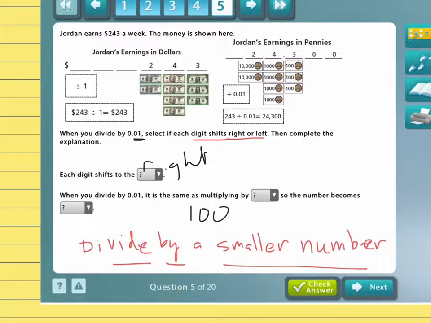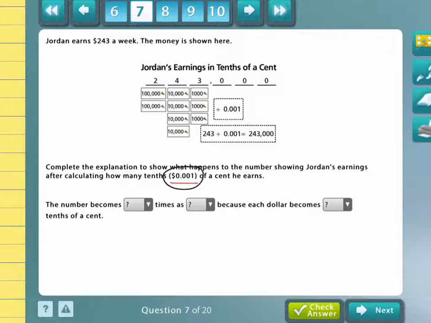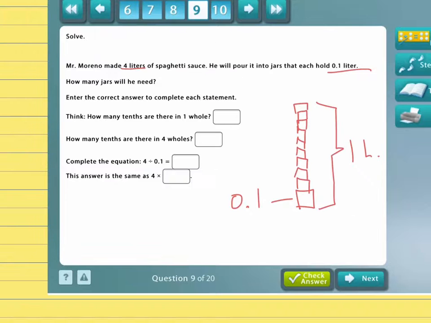by 1 cent. In this problem you're dividing by 1/1000th of a cent. So basically if you take this money and you have $243 and you're going to divide it by 1,000th, there's going to be 243 thousandths. So the number becomes 1,000 times greater, 1,000 times as much, because each dollar becomes 1,000 tenths of a cent.